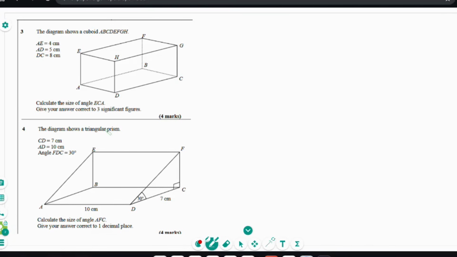Okay, question 3. Calculate the size of angle ECA. Let me just pop my information on. AE is 4 centimetres, AD is 5, DC is 8. We want ECA, so E to C to A. Let's just draw out that triangle to see what we have already.